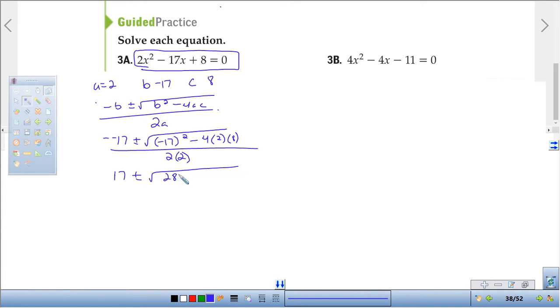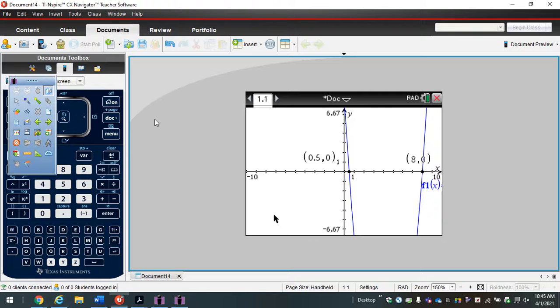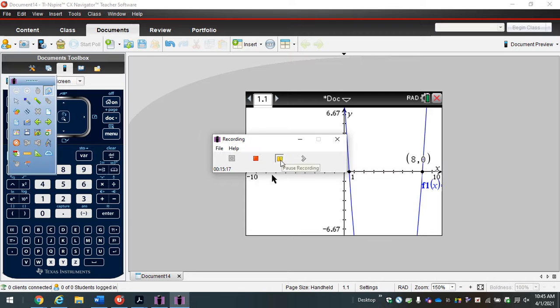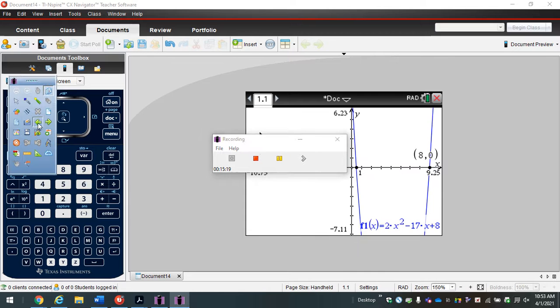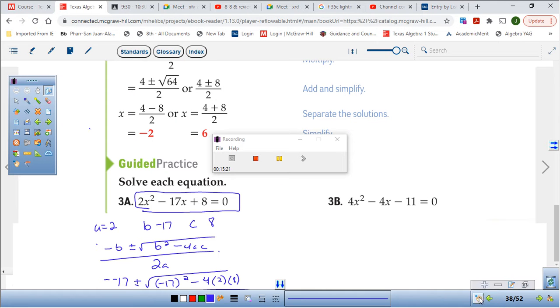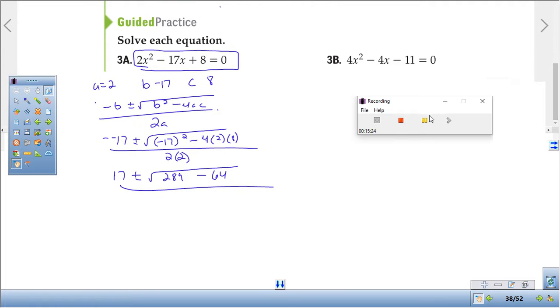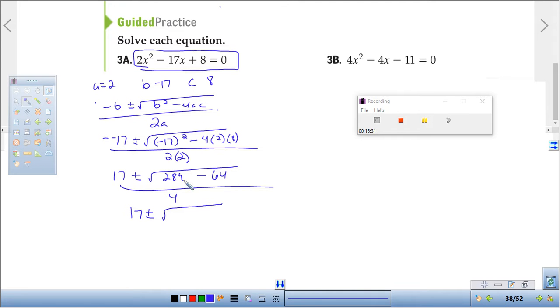289 minus 4 times 2 times 8, which is 64. Okay, time out real quick, guys. Okay, so let's go back. Sorry about that, had a quick interruption. So now we're at 289. On the bottom we have 4. So we're going to go 17 plus or minus the square root of 289 minus 64, which gives me 225, over 4.